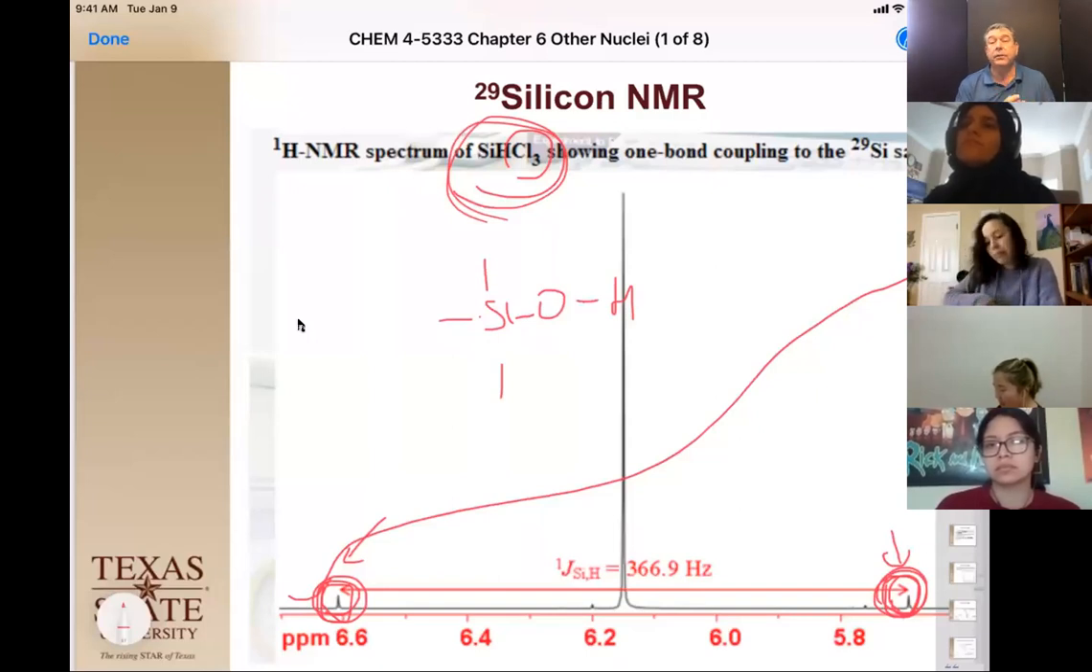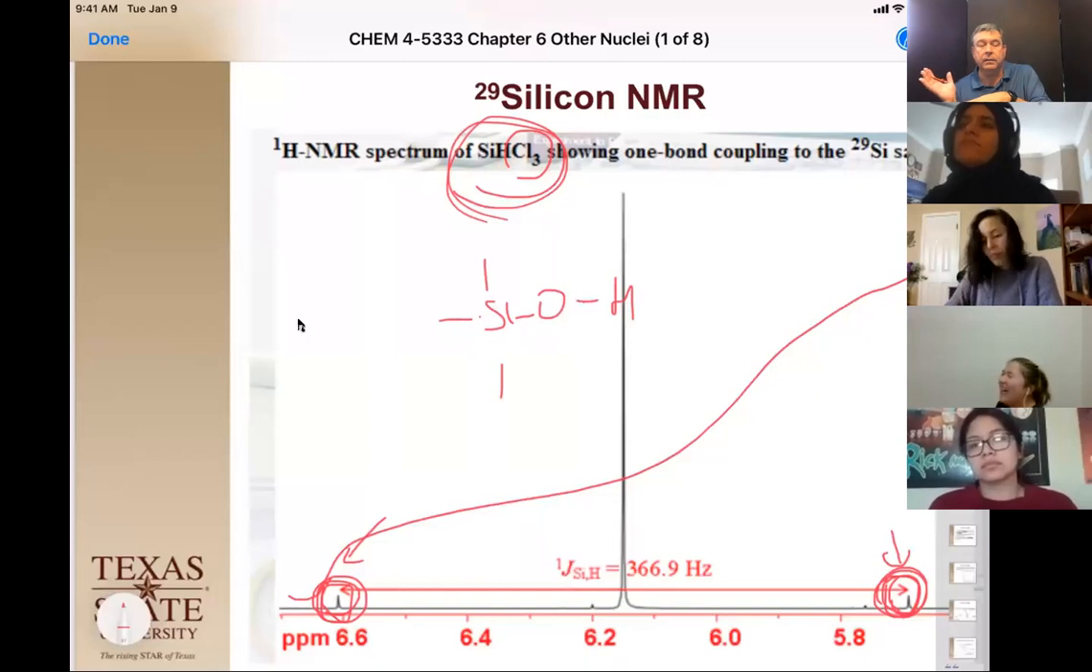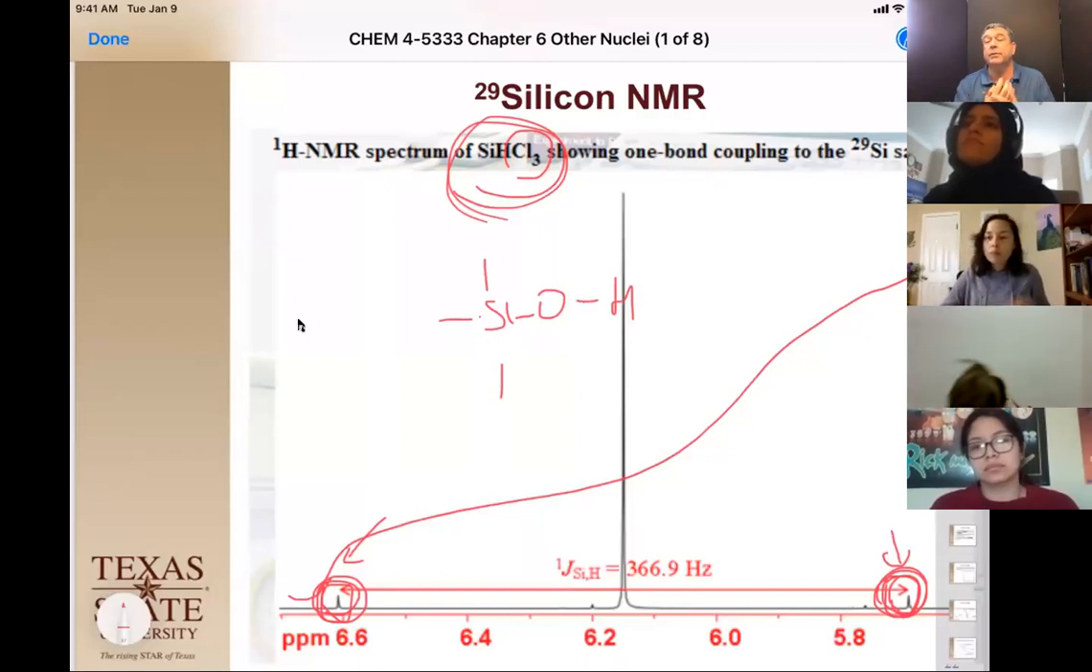It's also faster to do proton NMR because the delay time is very low and the natural abundance is very high. So it would be common to do your proton NMR first, then your silicon NMR afterwards. Okay, does that answer your question?